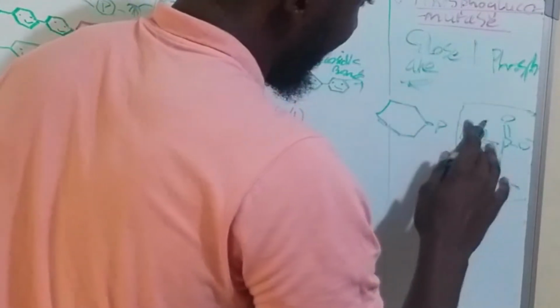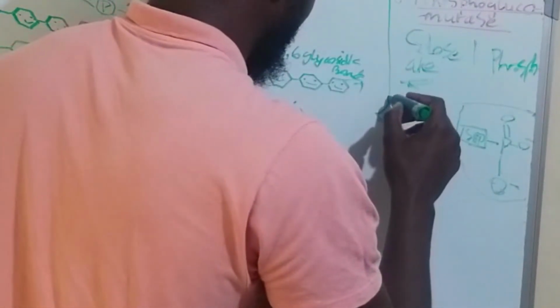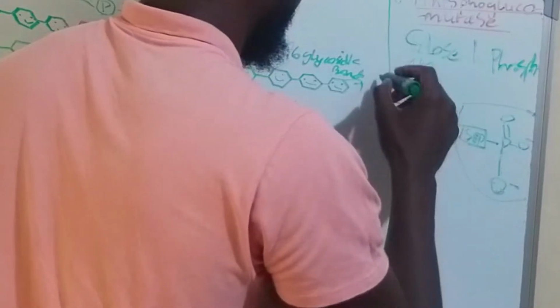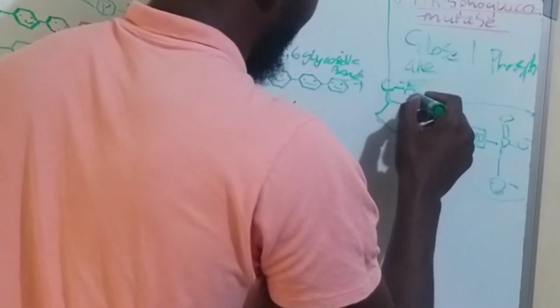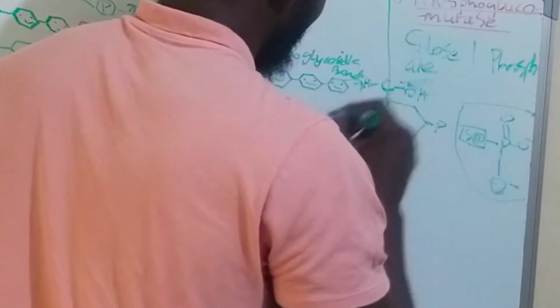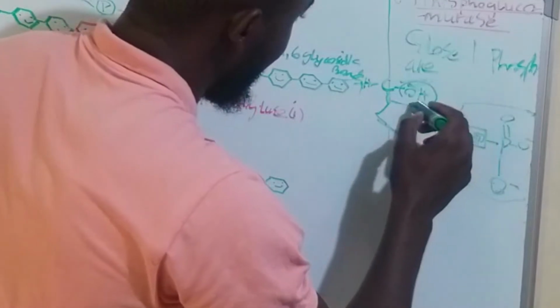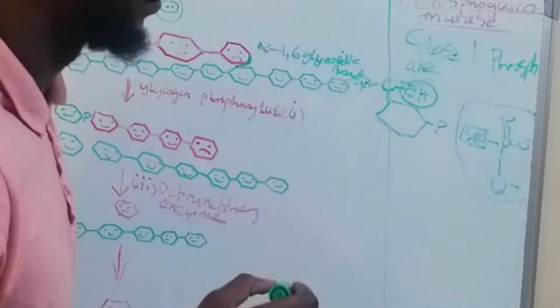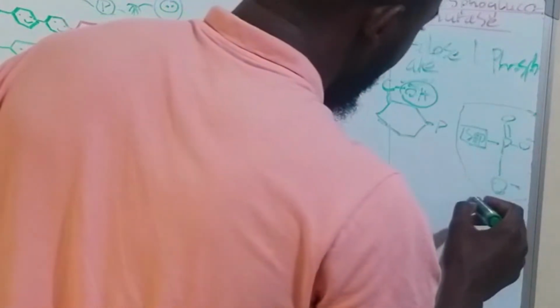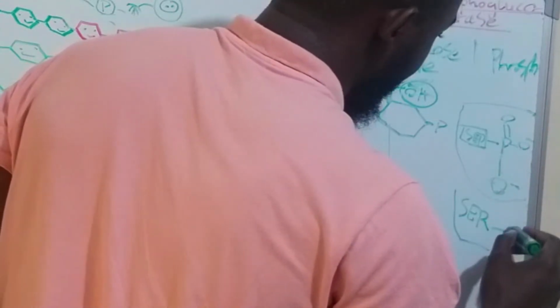So what does this guy do? In this step, there's a carbon number 6 here, attached to OH and H. What this enzyme will do is get this OH here, with the serine residue attached to the OH. The phosphate will remain just outside.